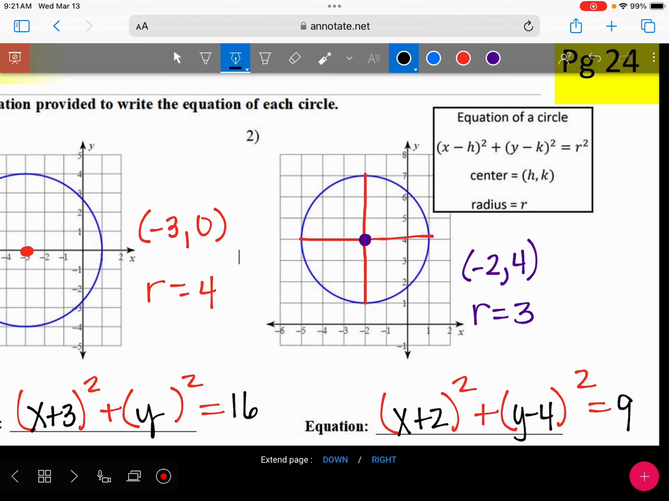X comes first, Y comes second. So you see how I wrote that up here? That should be X plus 3. Y, that should be the X plus 2. Y minus 4.